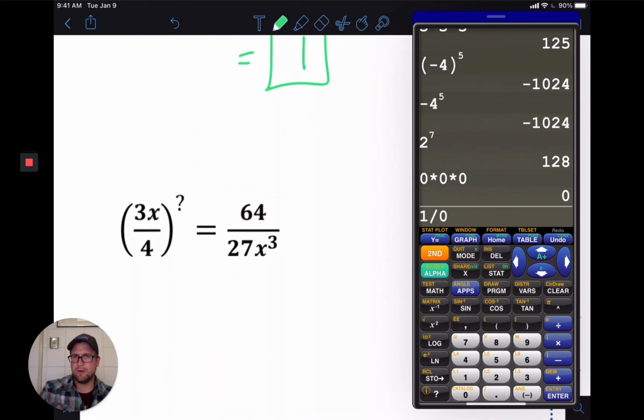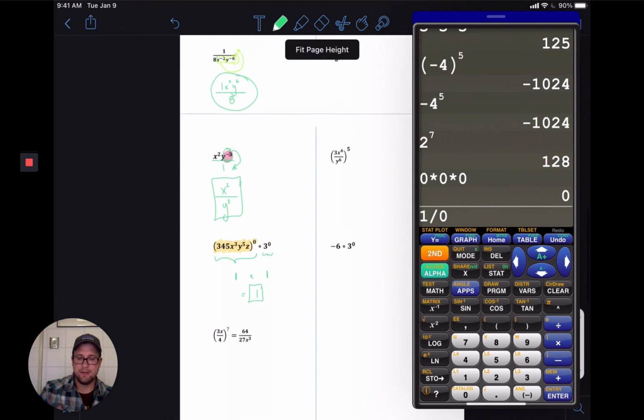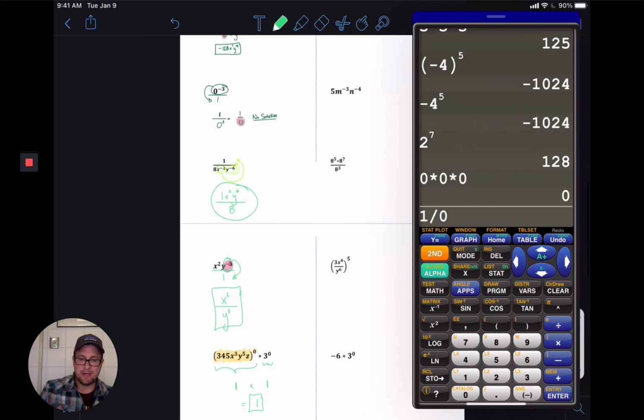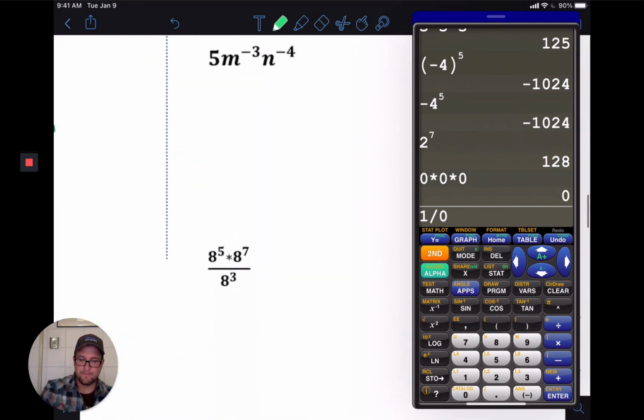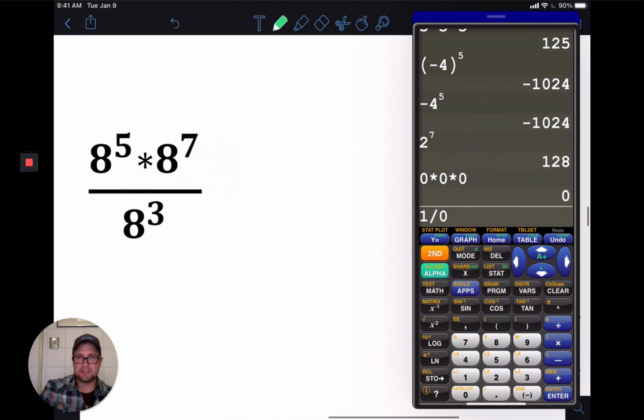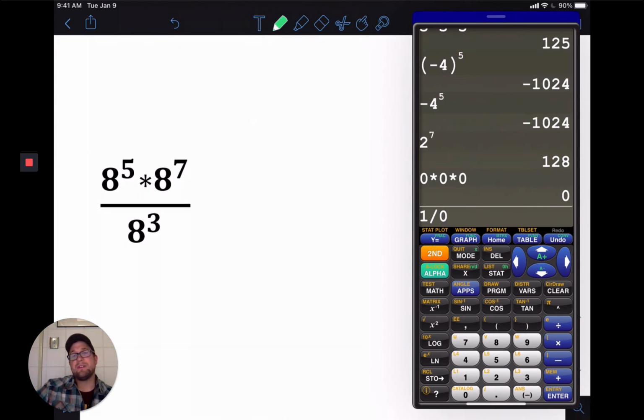I want to skip this one for a minute, but I do want to come back. There is a type of problem we've not talked about yet. It's this right here. So I want to make sure you're seeing this. If we saw this problem and we encountered this on our test, we got to know how to deal with this. Now, up top, if you notice, we have two things that have the same base. Whenever we have two things with the same base, we need to add our exponents together.